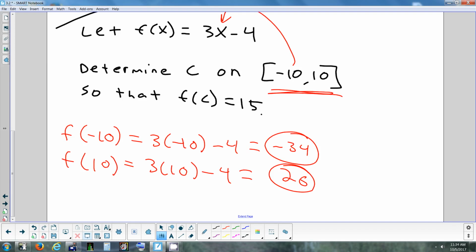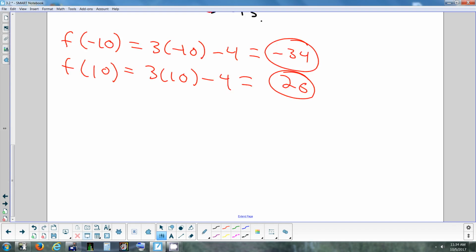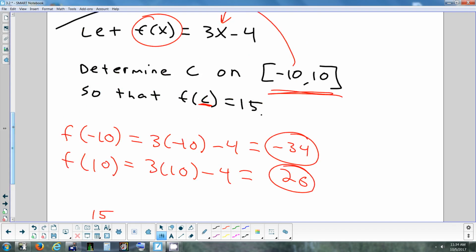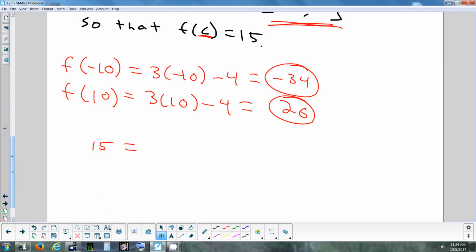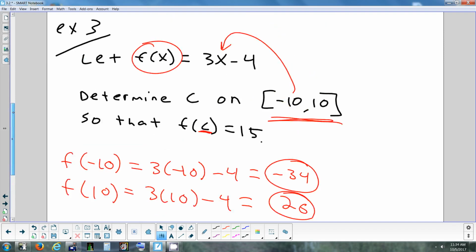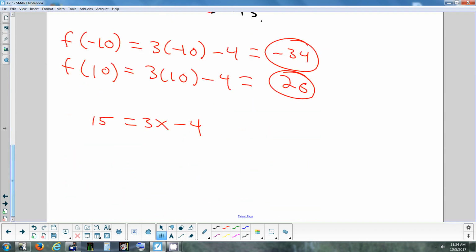Now I want to know where. So where would I plug in the 15? I would plug it in right there. And I already can guarantee you my answer is between negative 10 and 10, somewhere. And it'll never hit more than once because this is a line. Lines don't curve back down. Okay. So 15 equals 3x minus 4. Add the 4.